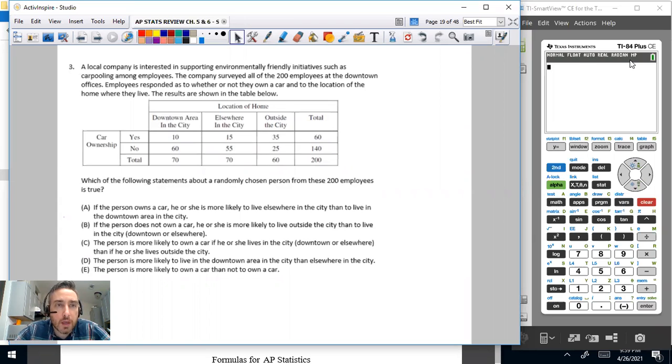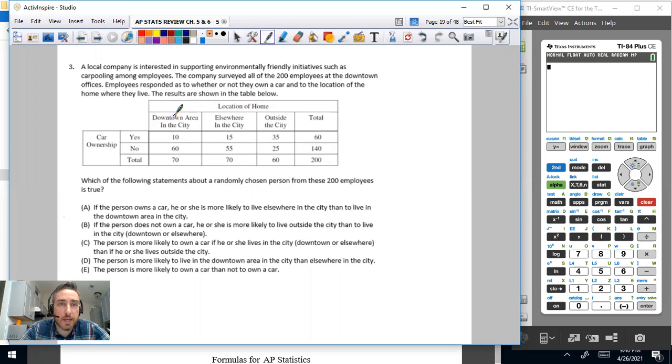Let's read the question. A local company is interested in supporting environmentally friendly initiatives, such as carpooling among employees. The company surveyed all of the 200 employees at the downtown offices. Employees responded as to whether or not they own a car and to the location of the home where they live. The results are shown in the table below.